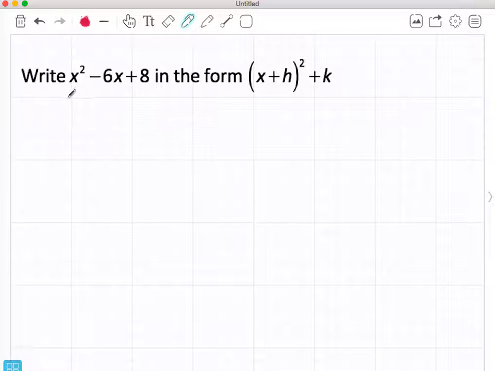Okay, this is how to complete the square. So we're going to take a quadratic equation like this, and we're just going to rewrite it in this form, and we're going to have numbers for the h and the k.